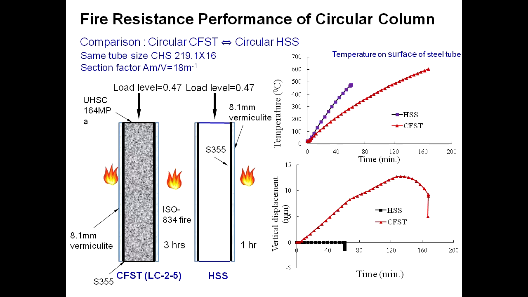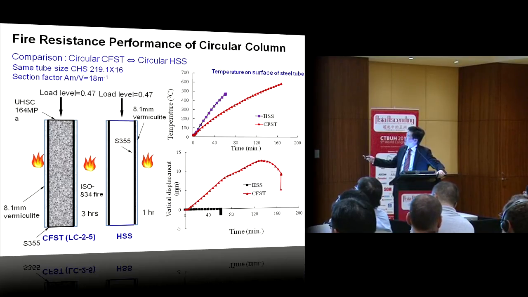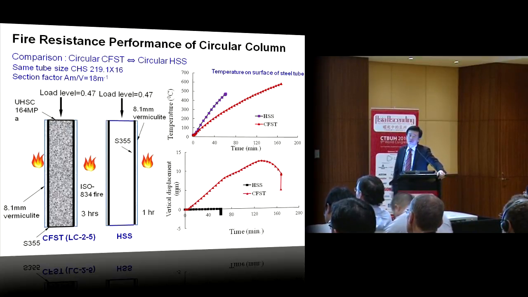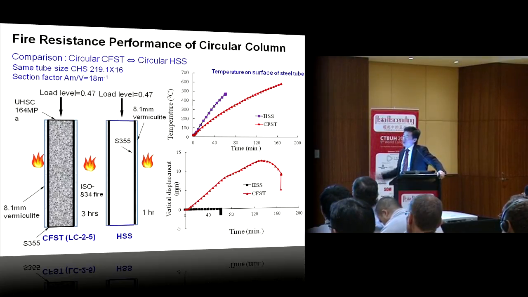This is a steel tube alone. The temperature on the surface of the steel tube is very high without concrete, and that can be reduced significantly because of the presence of concrete. So the concrete acts as a heat sink. It absorbs the heat and removes the heat from the steel tube, leading to a lower steel temperature.